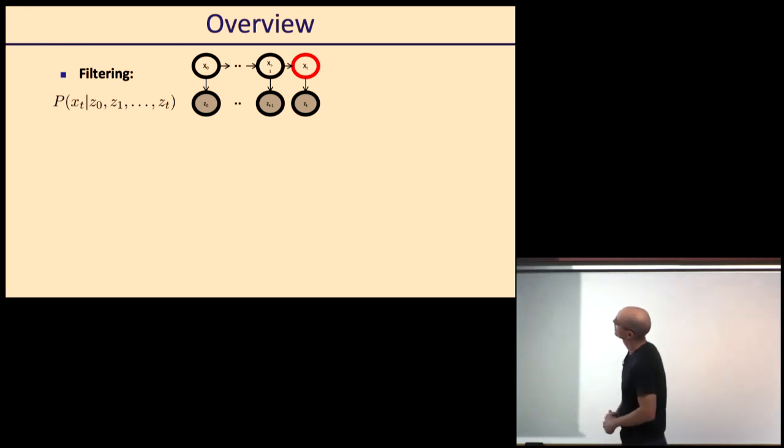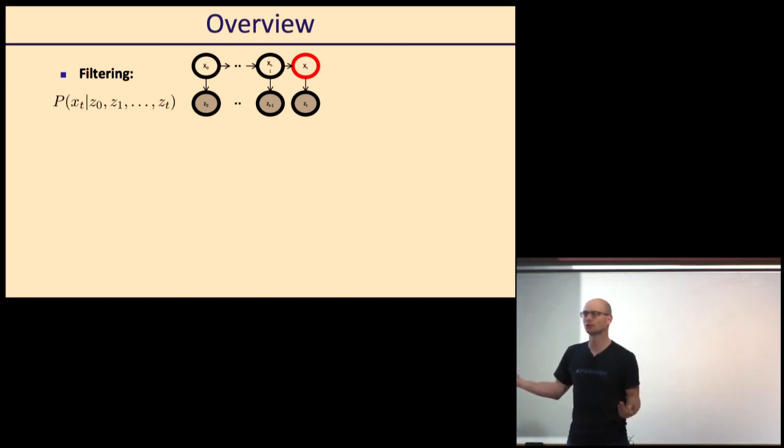Now, if you look at this, it's very asymmetric: you only use information from the past. And often, that's indeed the best you can do, because right now, you need to know the state of the robot as well as possible. So the best you can do is filtering in that situation.